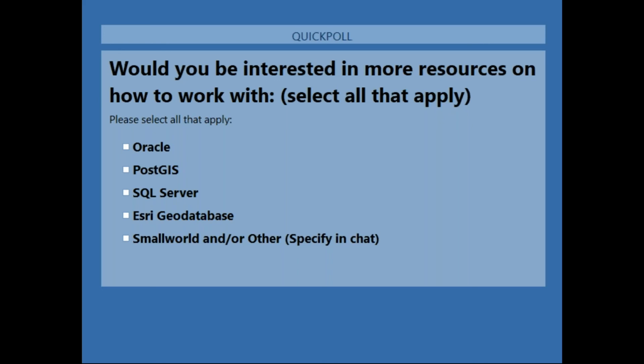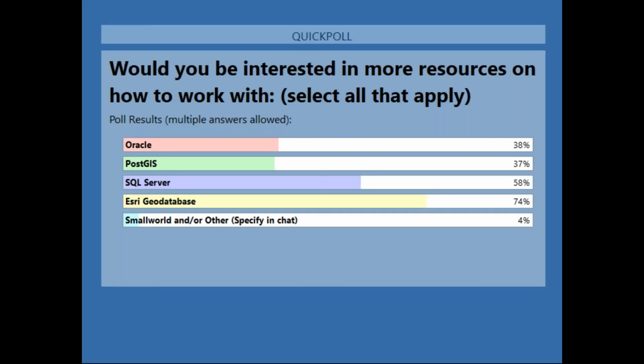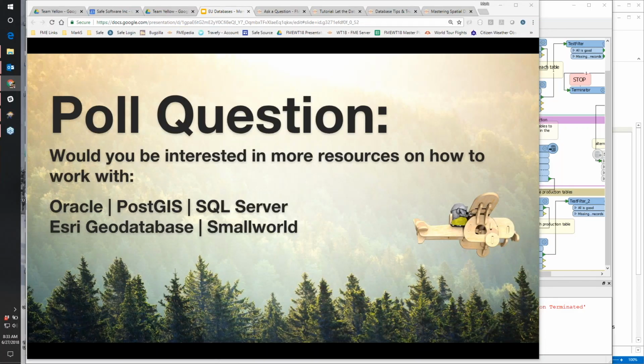So what do I do next? Close the poll to show everybody what the results are. Share. There we go. So lots of votes for ESRI GeoDatabase. That's a good tip for us. Thanks a lot. SQL Server and then Oracle and Postgres. So great, that's super.